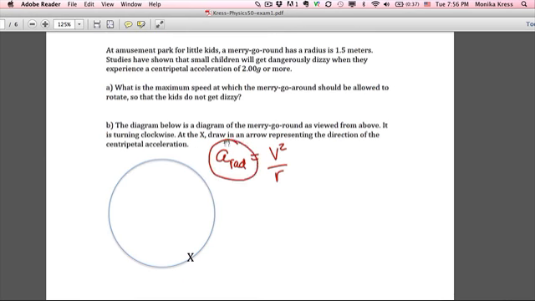So this, a rad is given by this. Okay, so 2g means 2 times 9.8. That comes to be about 20. And then this is given, that's your 1.5 meters.